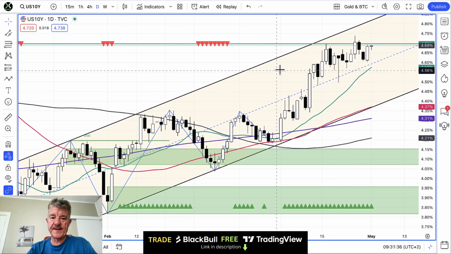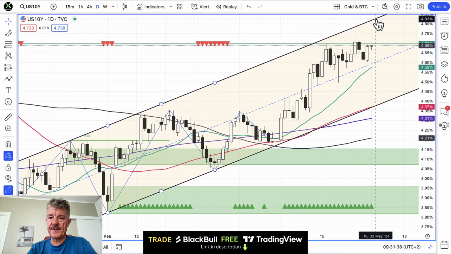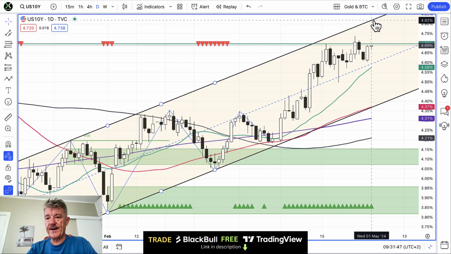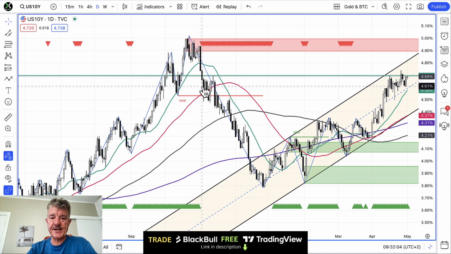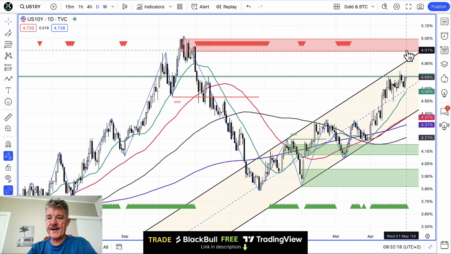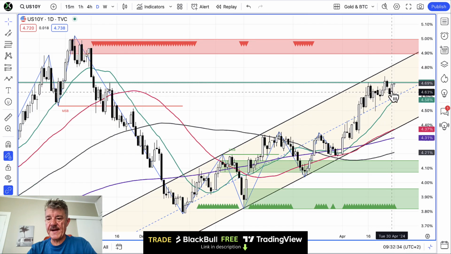However, we've got this channel that we're moving up along, and the top of this channel is currently at about 4.83. So we could see the 10-year yield moving even higher up to about 4.8. Remembering that once we got above 5 recently, we were rejected sharply from there. So 4.8, 4.9 if we have to get there, but we may just hold here.